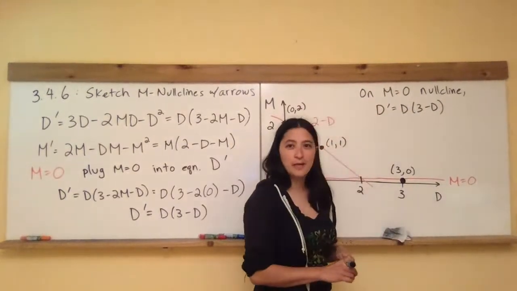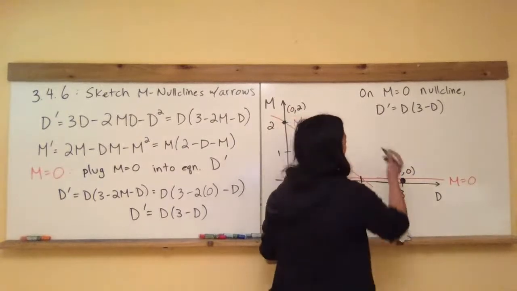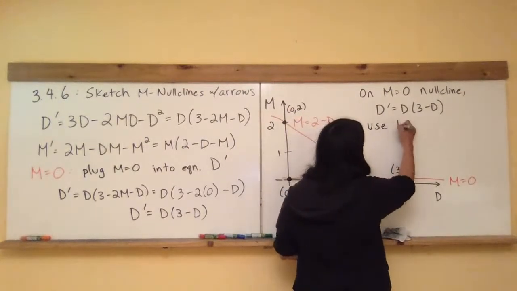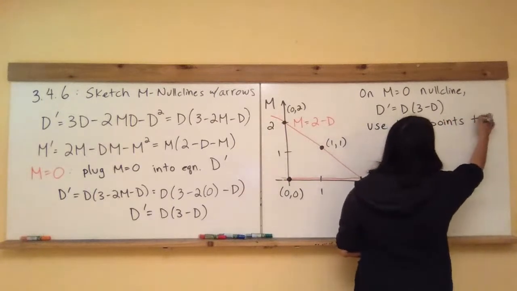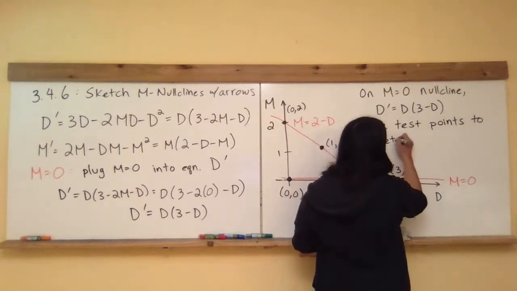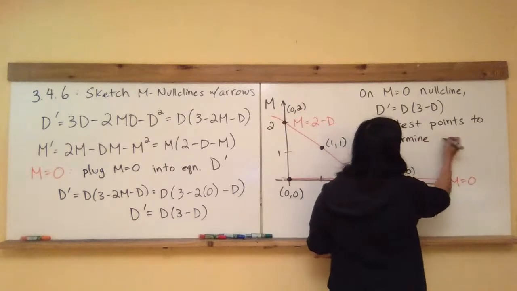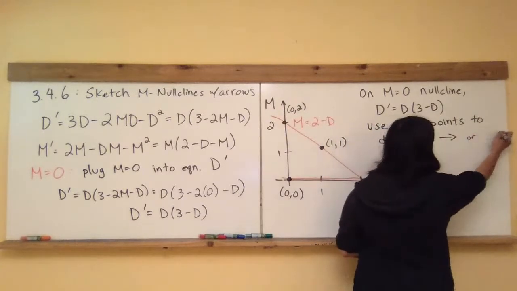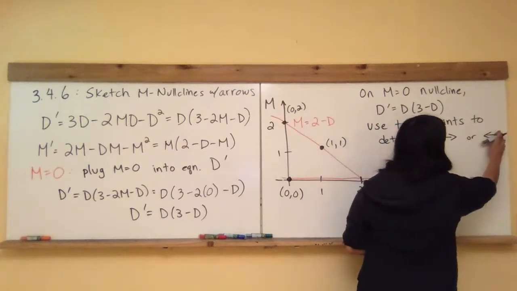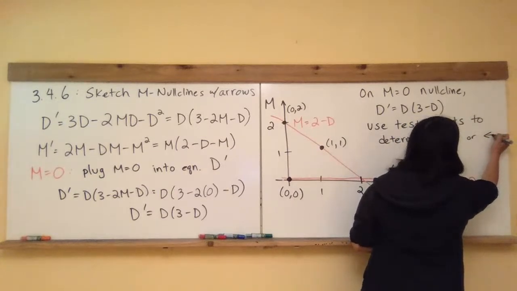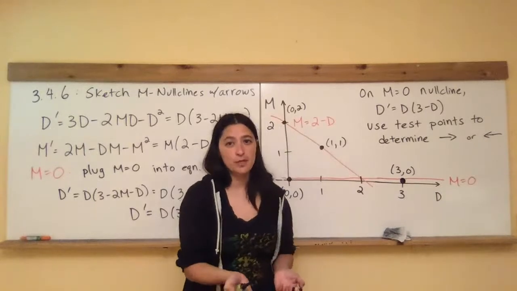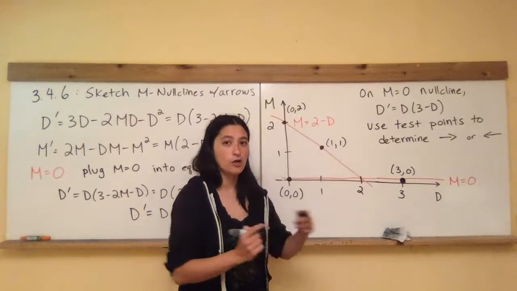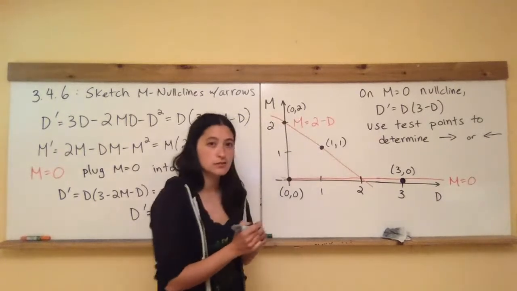So let's go to the method of test points first, okay? And so we're going to use test points to determine whether it's right or whether it's left. Remember, it's either going to be right or left behavior. Strictly right or left behavior, because that's what the D prime equation dictates. It talks about the horizontal behavior of the vector fields.